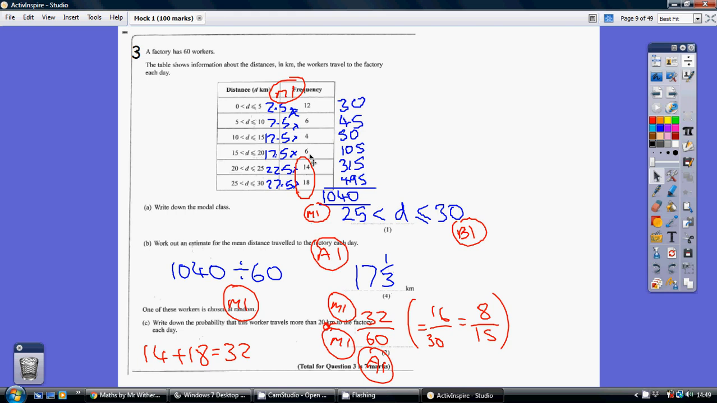So look, these 6 workers travel for between 15 and 20 kilometres, so they didn't travel more, but these did. These 14 travelled between 20 and 25, and these 18 travelled between 25 and 30 kilometres to work. So adding these two together gives us the number of workers who travelled more than 20 kilometres. So 14 add 18 is 32, so 32 out of the 60 workers. Now that would have given you full marks. That's the probability, but if you simplify it to either of these, well, that's fine.